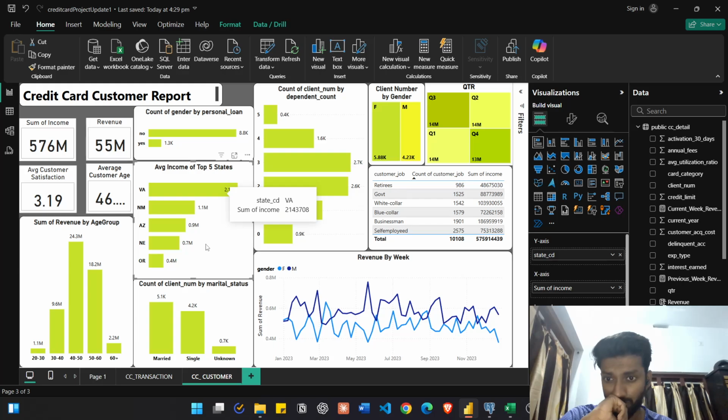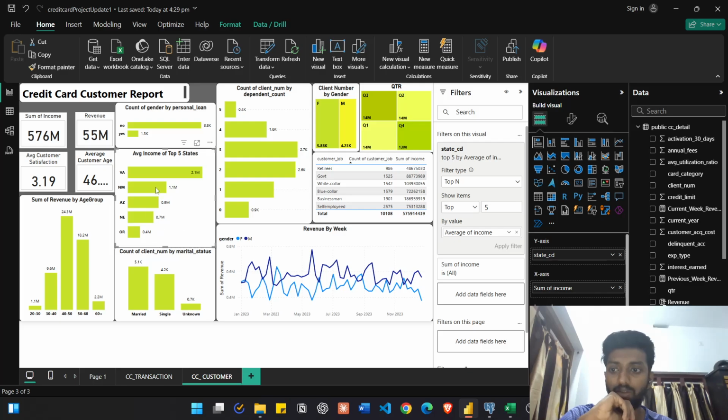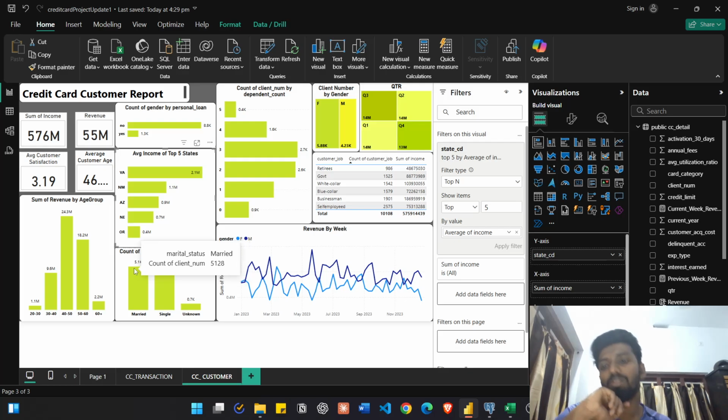So how did we get the top five? Why is it not showing all 50 states? Because we used a filter to show only the top five items, using the filter tab. Then we have count of client number by marital status. Here we could see, as I mentioned, there are close to 10,000 records. Close to 5,000 people are married, and single are 4.2K.